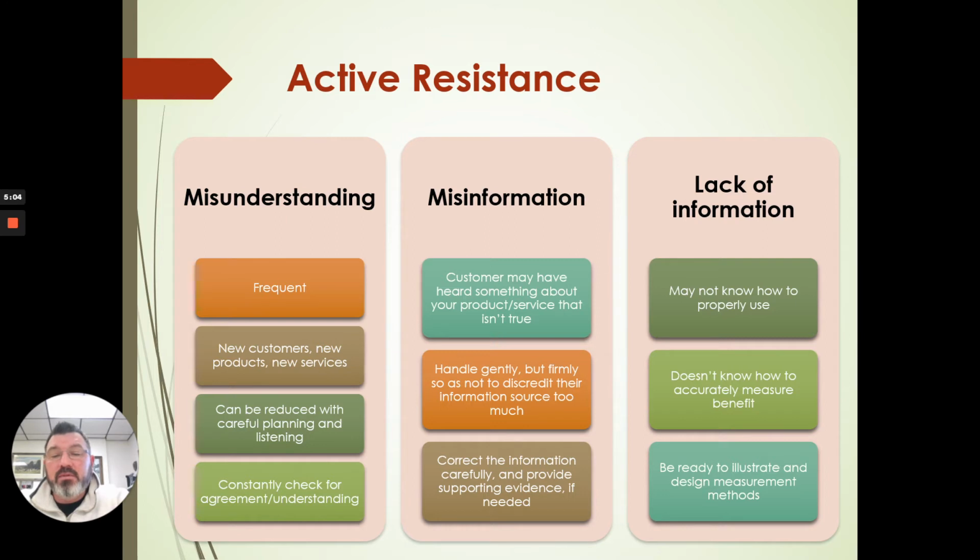But again, handle these clearly, confidently, but delicately. And then the last is just simple lack of information. So, a customer may simply not properly know how to use a product or service. They maybe just don't know how to accurately measure its benefit. And so be ready to illustrate or demonstrate how you would design measurement tools, and be ready to help with that implementation part so that you can reinforce a product, service, or idea effectiveness.